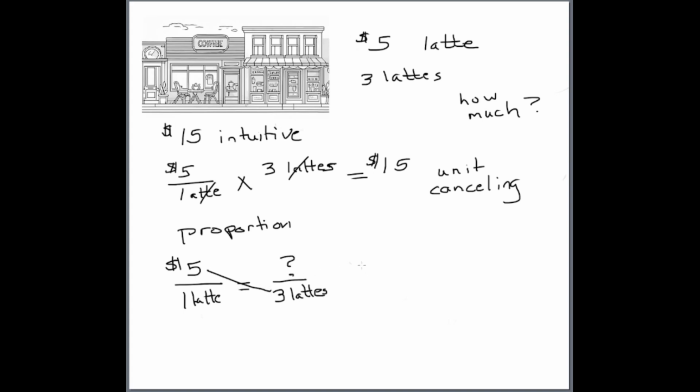Now I can cross multiply. So I can say $5 times 3 lattes equals question mark times 1 latte. Again, lattes will cancel. I have 5 times 3 is $15. Note the units are dollars, equals question mark. And again, I have this third method, which gave me the same answer as the other 2.